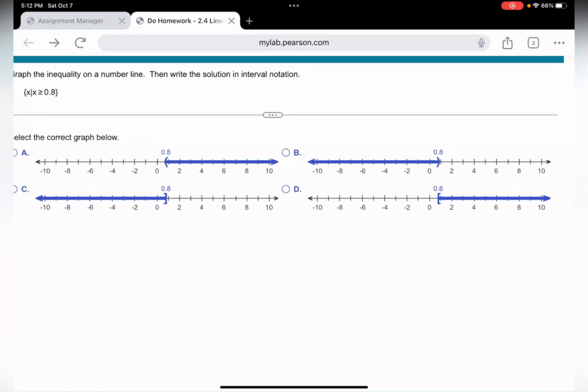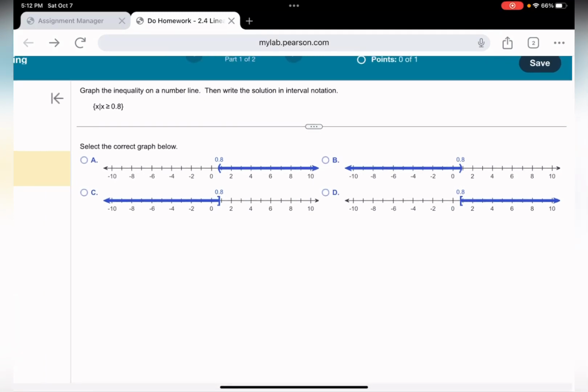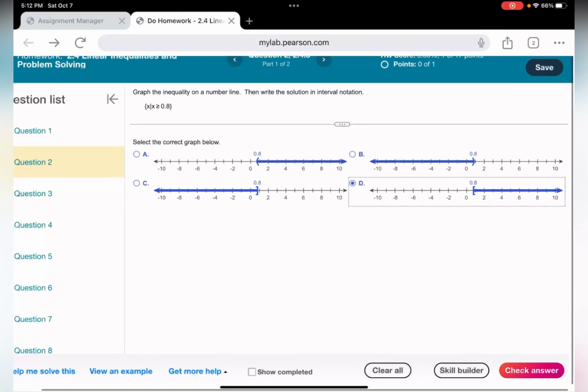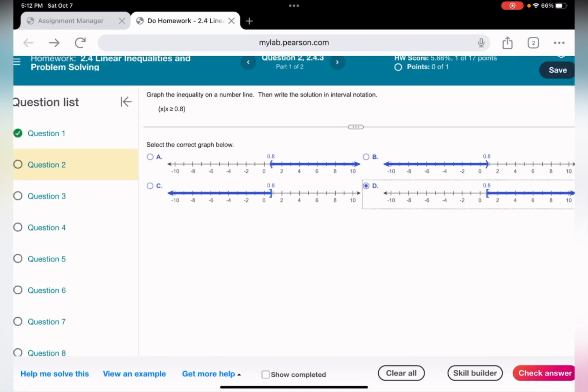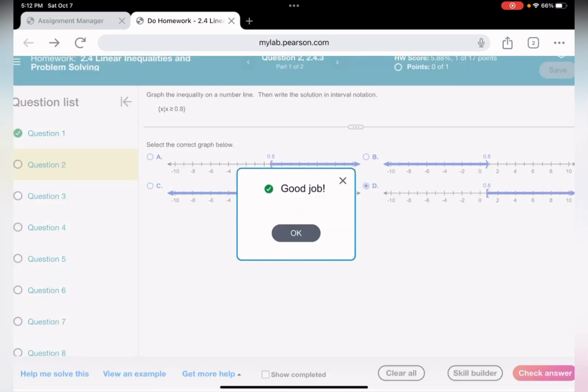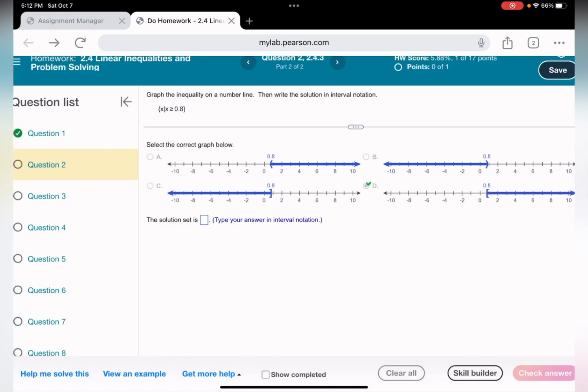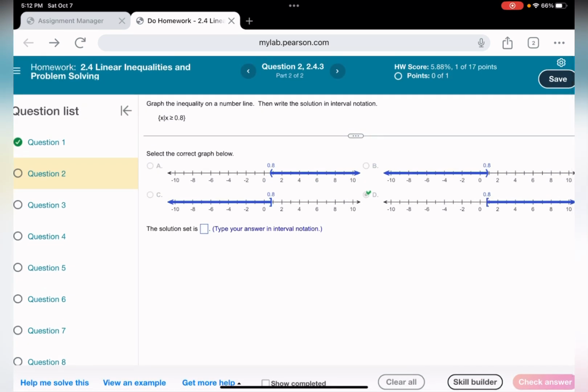Looks like it's going to be D. See, square bracket, equal sign is there. All right, so let's check. Good job. Now the solution is going to be, because it's starting from 0.8 and goes to positive infinity and its equal sign is included.